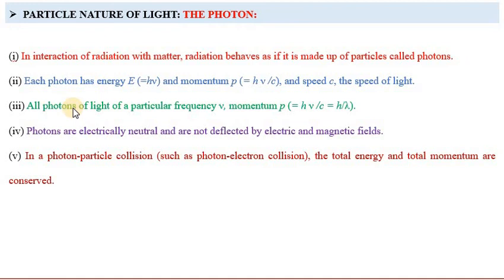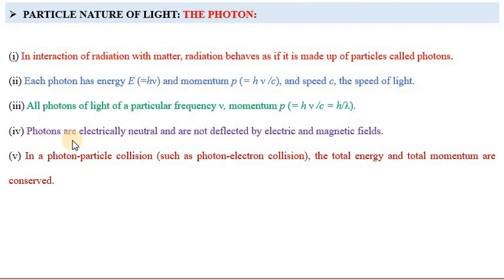These are the five points we can summarize in the photon picture of electromagnetic radiation. In the interaction of radiation with matter, radiation behaves as if it is made of particles called photons. Each photon has energy E equal to h nu and momentum p equal to h nu by c, where c is the speed of light. All photons of light of a particular frequency nu have momentum p equal to h nu by c, h by lambda. The photons are electrically neutral and are not deflected by any electric or magnetic field. For deflection in an electric or magnetic field, a particle must be charged, like an electron deflecting in a magnetic field due to its negative charge. In a photon-electron collision, the total energy and total momentum are conserved. This is the summary of the photon picture of electromagnetic radiation.